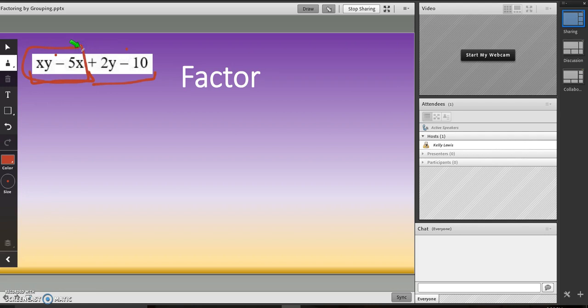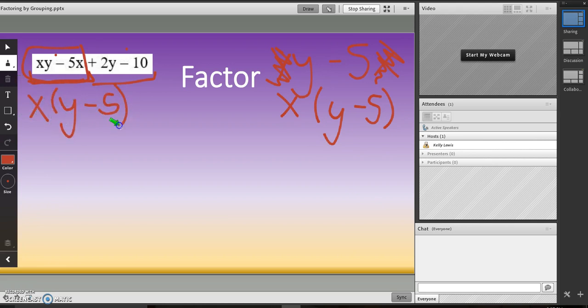Ignore the others. For this group, xy minus 5x, we ask ourselves, what do they have in common? They have an x in common. So I will take out the x, and what I have left over is y minus 5, because I took out this x and have y left over, and I took out this x and have a 5 left over. So for this section, I'm going to write x(y minus 5).